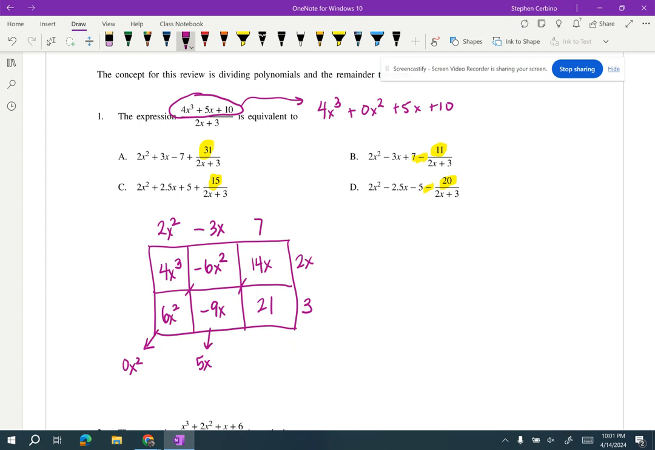So right away, before we really go any further with this, we could start looking at our choices, because our choices is the answer. So we know for sure it's not going to be choice C or choice D, because they have a 2.5 here in the middle, and we know that it's 3.